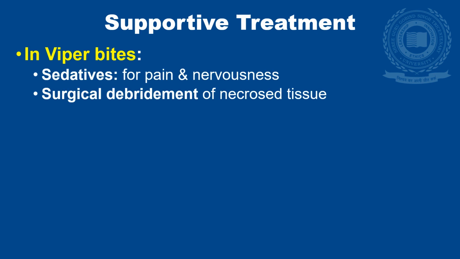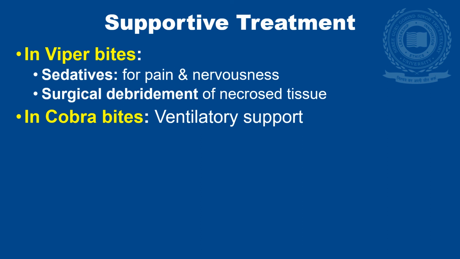Then after specific treatment by anti-snake venom, we have supportive treatment of snake bite. What is supportive treatment? In viper bites, we can use sedatives for pain management and nervousness. And as we know that viper bites cause necrosis at the site of the bite, we use surgical debridement of necrosed tissue. In cobra bites, we can use ventilatory support. Why? Because cobra bite is a neurotoxic bite, and in this we can have depression of the respiratory center in the brain, and that will cause respiratory depression. For that, we can use ventilatory support.